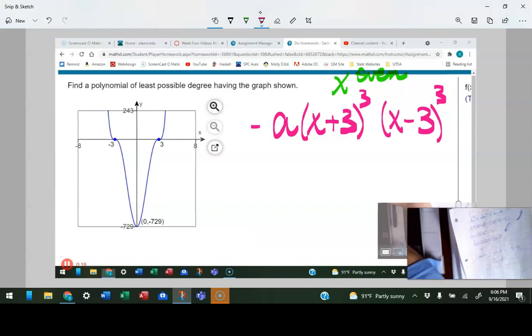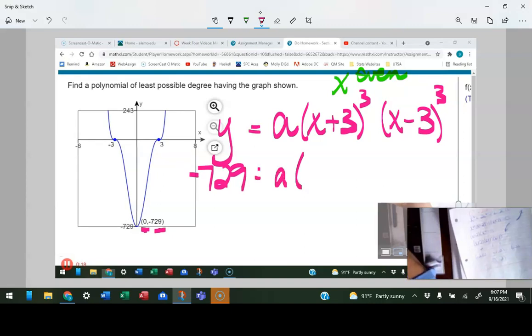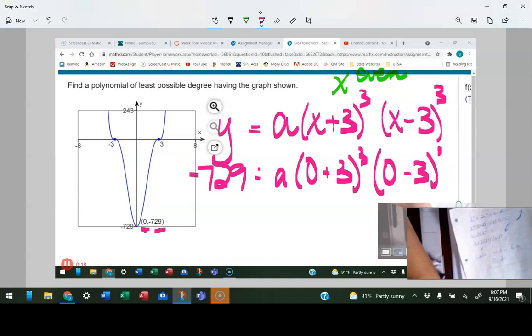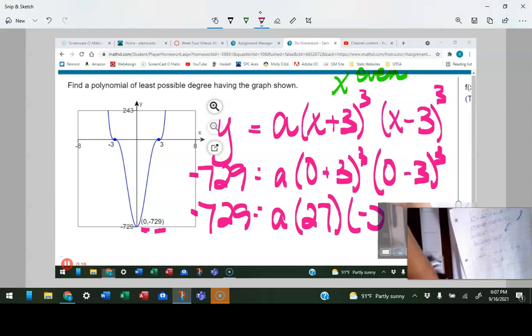All right, so what I have then is this. Coming back here, I've got y equals a times x plus 3 to the third times x minus 3 to the third. So if I shove in a value of 0 for x and a negative 729 for y, then I'll be able to find out what the coefficient is. And then 0 minus 3 to the third. So I get negative 729 is a. 3 to the third is 27, and negative 3 to the third is negative 27. And so 27 times 27 gives 729.